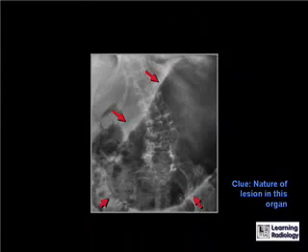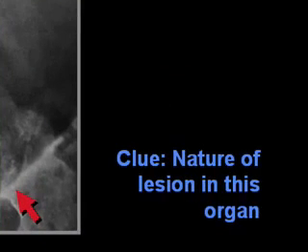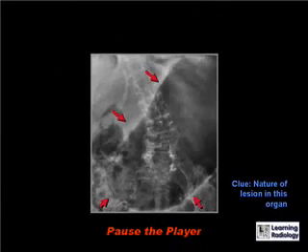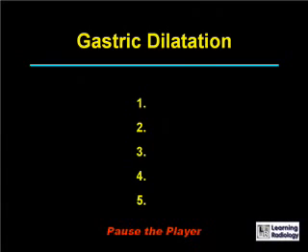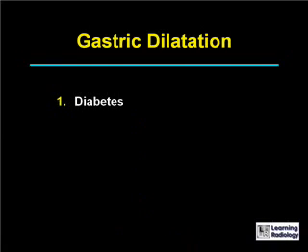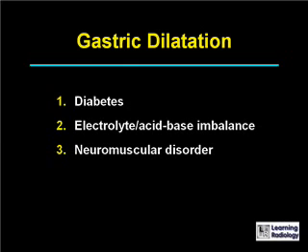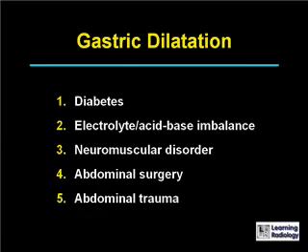Differential diagnosis. The diagnosis is for gastric dilatation. There are 5 main causes. The 5 main causes of gastric dilatation are diabetes, electrolyte or acid-base imbalance, neuromuscular disorder, abdominal surgery, or abdominal trauma.